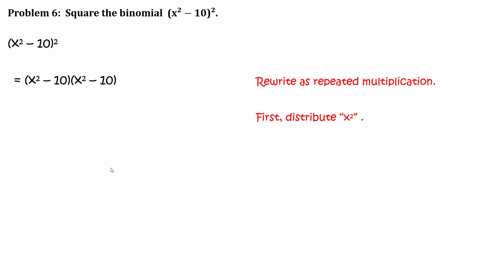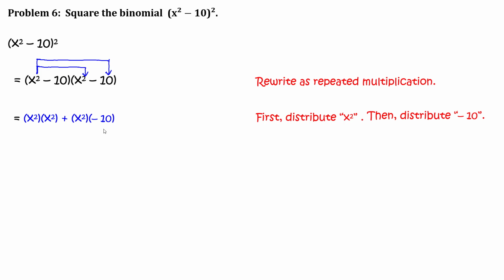And then, since I'm multiplying two binomials, instead of using FOIL, I'm going to use the arrows or the distribution method. So first I'm going to distribute x squared to get x squared times x squared plus x squared times negative 10. Then I'm going to distribute the negative 10. Negative 10 times x squared plus negative 10 times negative 10. You can also use FOIL on this.